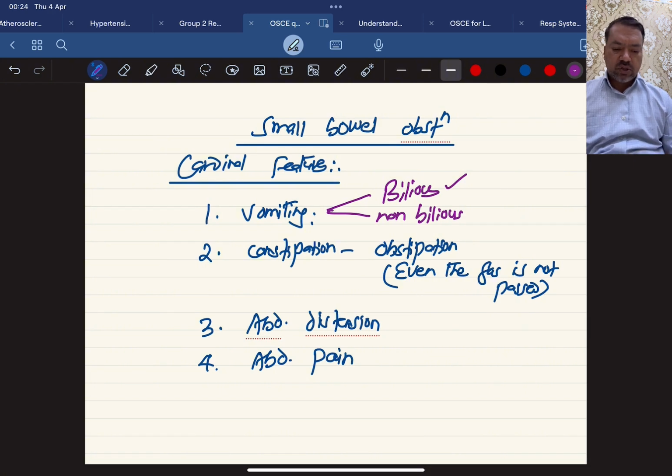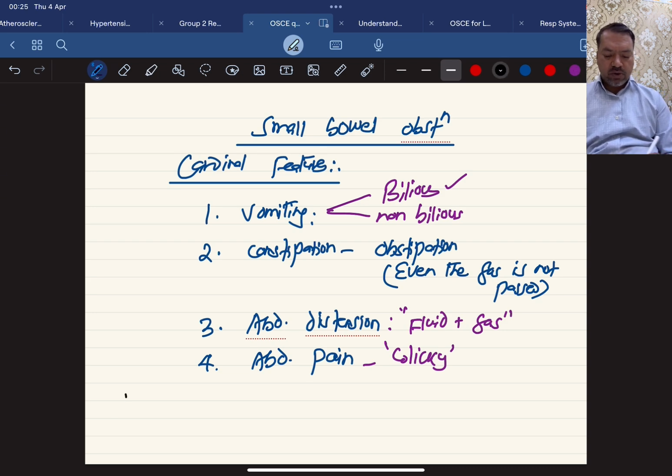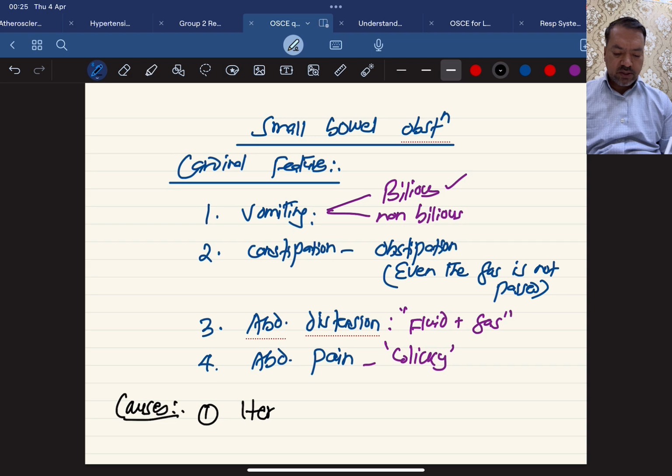So constipation we already talked about. Abdominal distension is mainly because of fluid and gas collection inside the bowel. And abdominal pain is usually the colicky type of abdominal pain. Colicky comes and goes. So these are some of the important points. Now quickly, what are the causes? Some of the important causes of bowel obstruction are hernias.